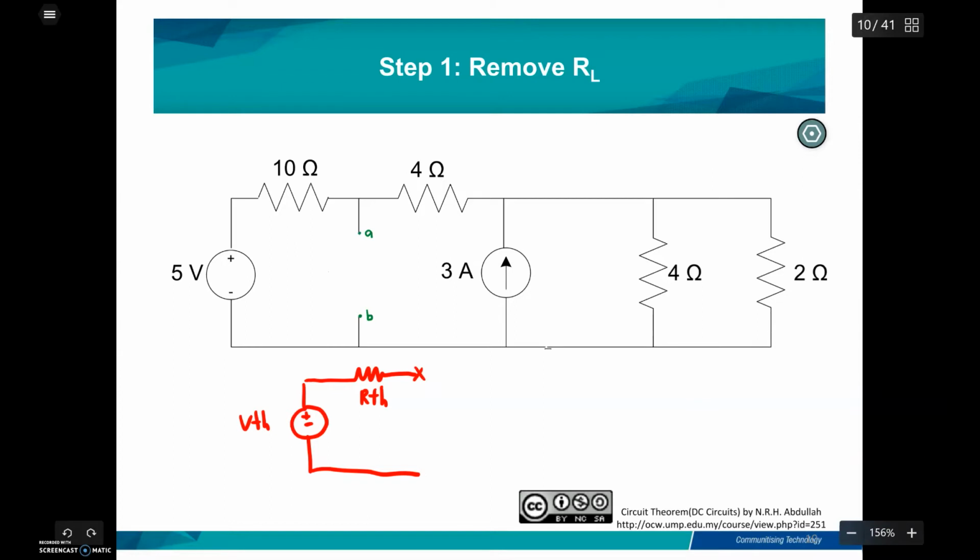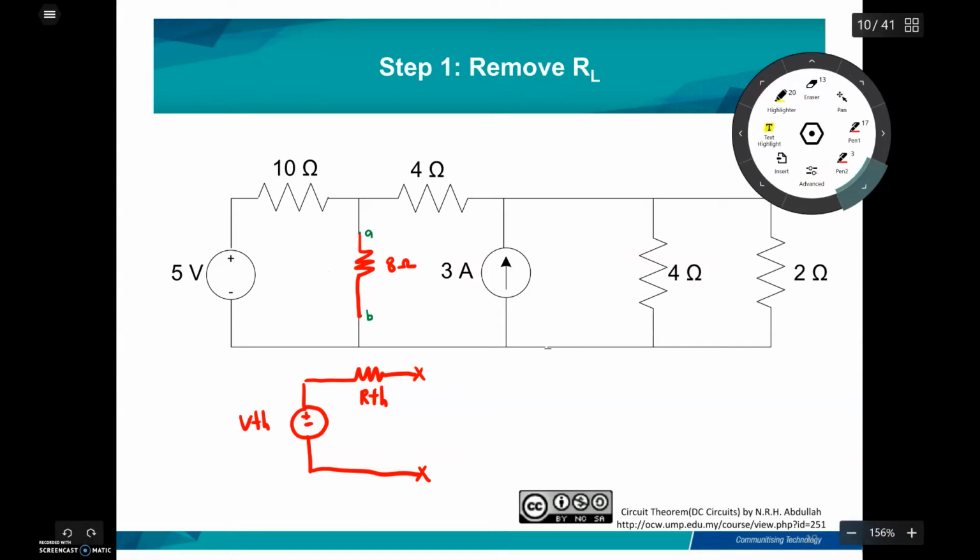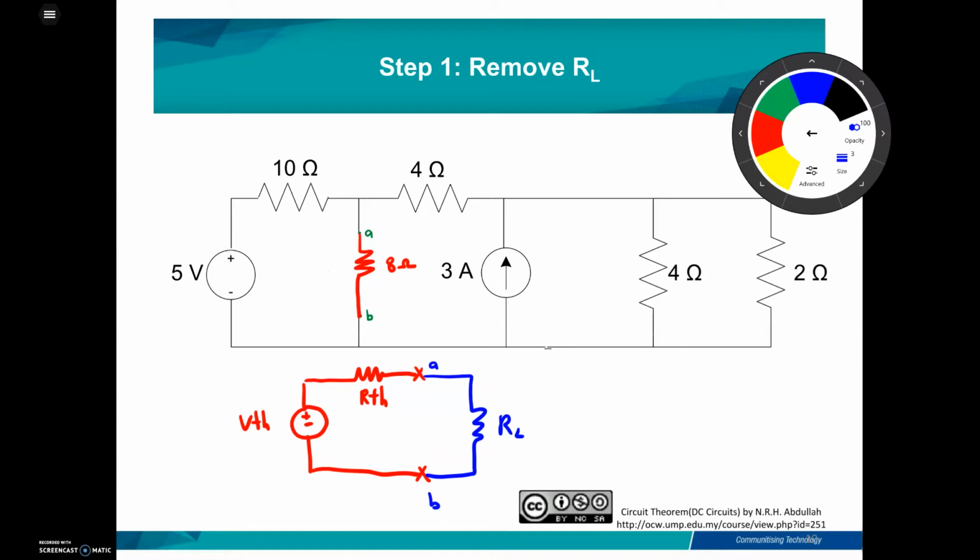So where is the RL? Previously, there is an RL which is 8 ohm here. So in the Thevenin equivalent circuit, the location of the 8 ohm is here as a load. Therefore, you need to find the I8 that flows through the RL. So RL will be the R load. After you determine the V Thevenin and R Thevenin, then you can find the I8 which flows through the RL 8 ohm.